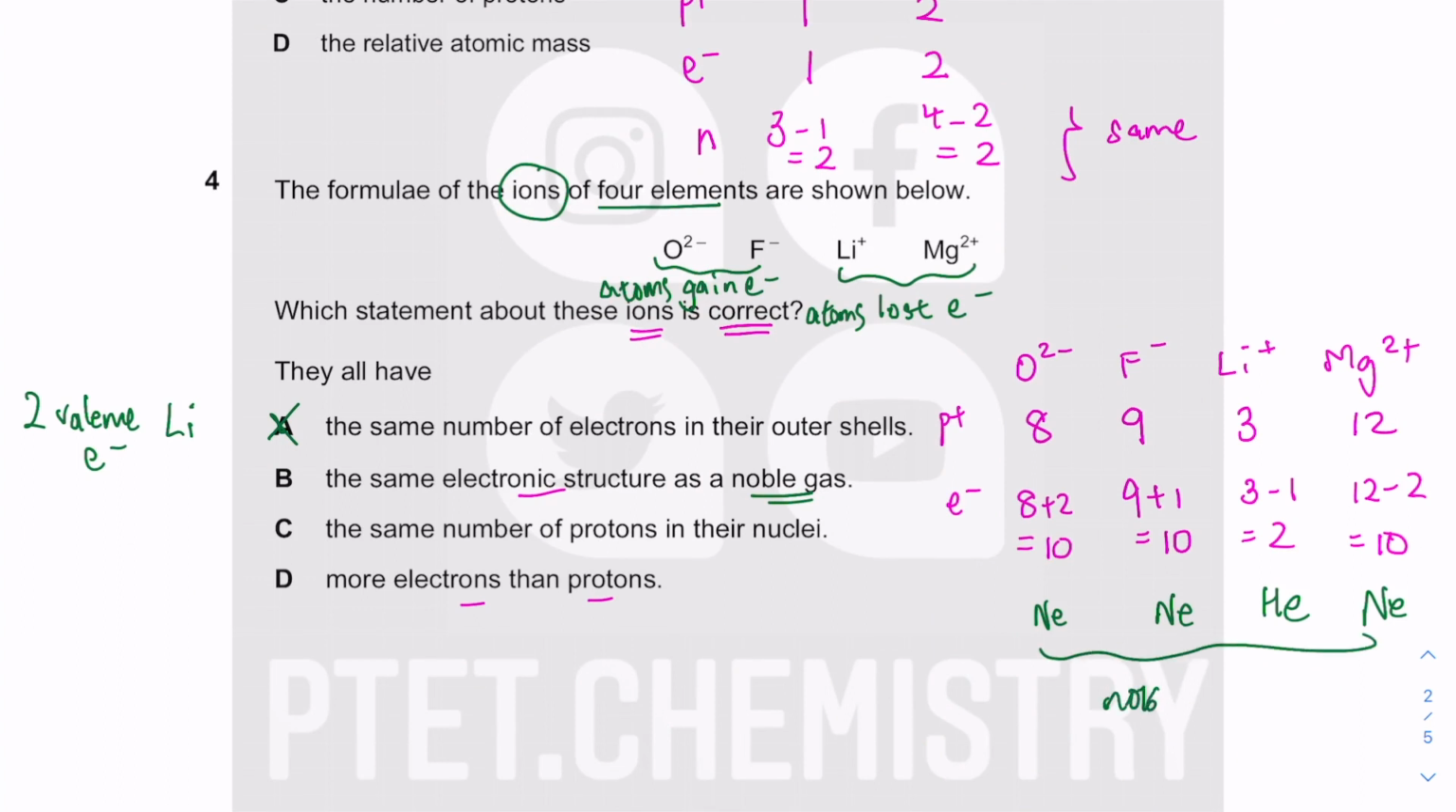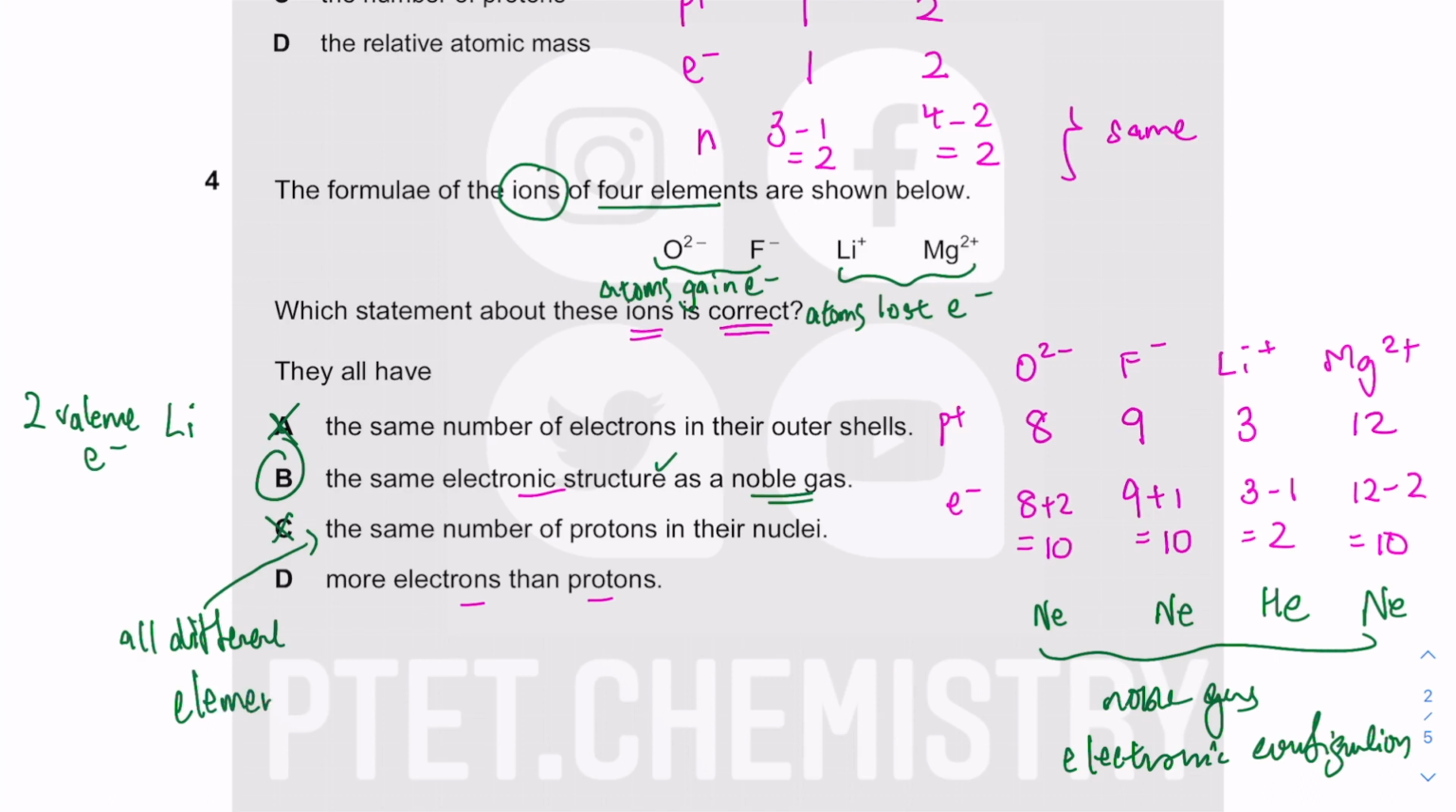These are noble gas electronic configuration. Okay, so they do have the same electronic structure as a noble gas. Same number of protons in their nuclei is incorrect because all are still different elements. So the number of protons tells you the uniqueness, the characteristic nature of the element. A different element would mean a different proton number. The same proton number means the same element. These are clearly different ions of different elements.